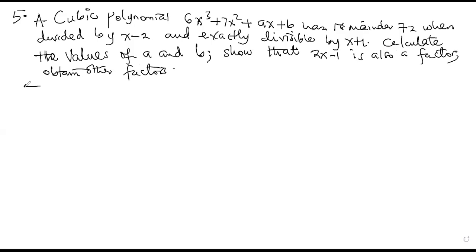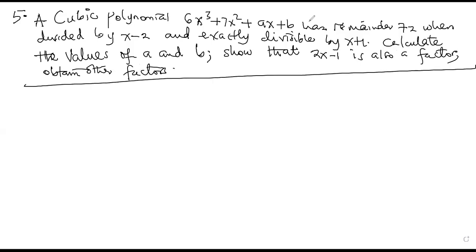Now here comes the case where they want you to find two unknowns. The moment you find two unknowns in the polynomial, it means you have to come up with equations. If there are 3 unknowns, you have to come up with 3 equations. But if there are 2 unknowns, you have to solve 2 equations.